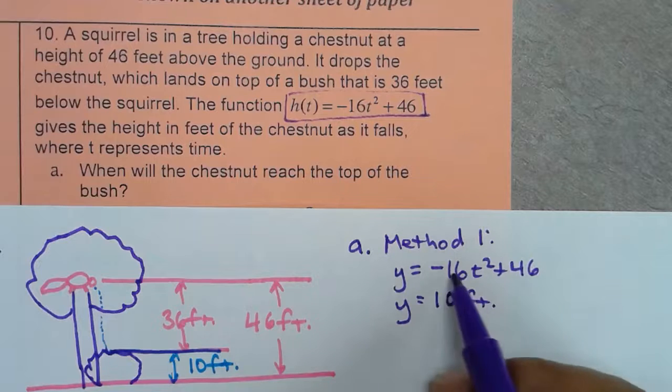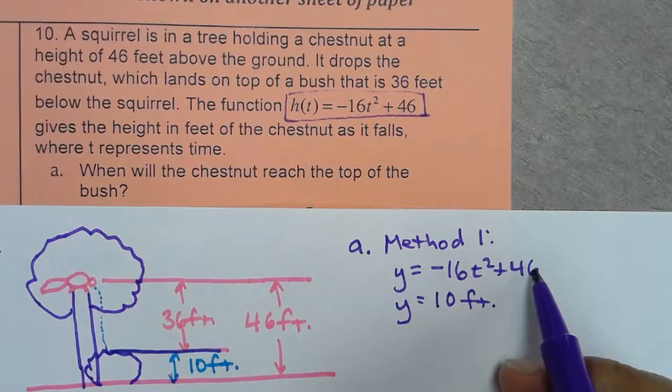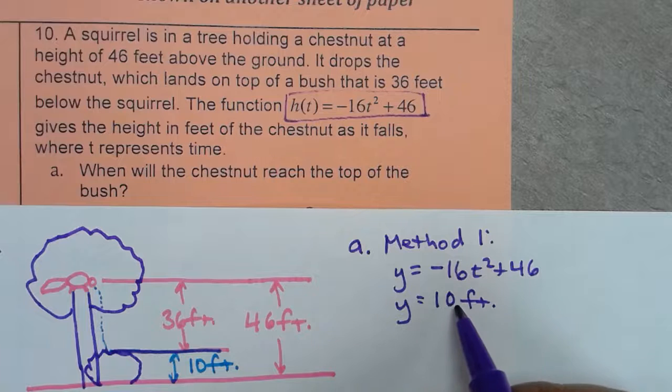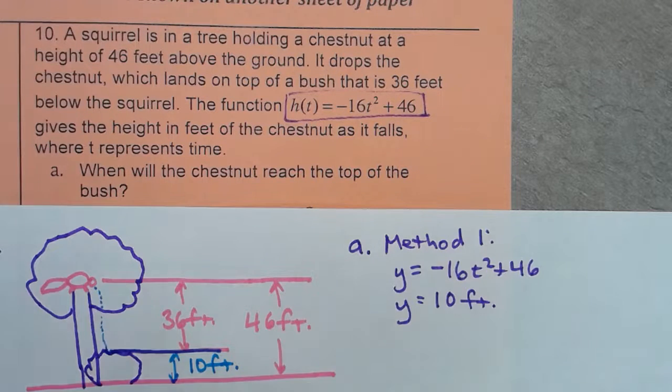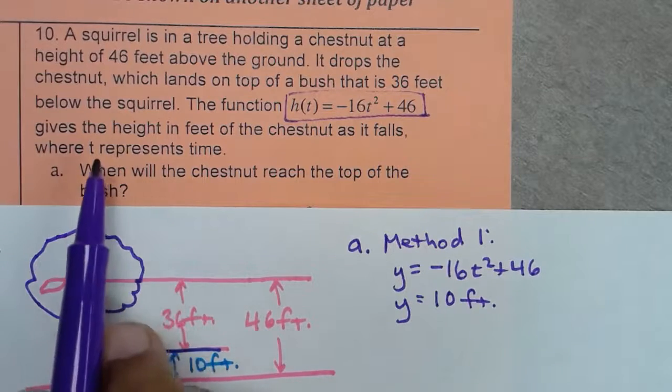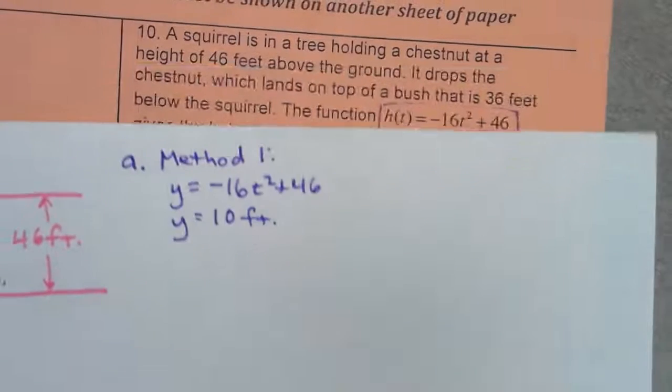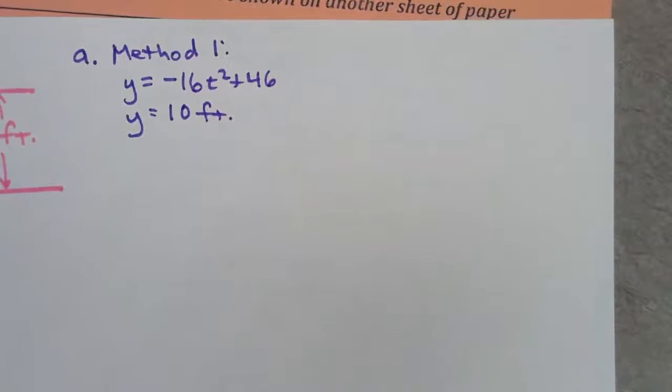What we're going to do is graph this, which is a parabola, and graph this, which is a line at 10 feet high. And we're going to look for where the two of these graphs cross. Where do they intersect? And where they intersect will give us our value for the time, keeping in mind time is your x value.